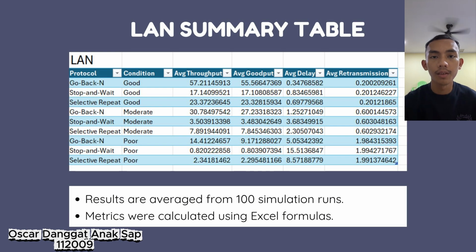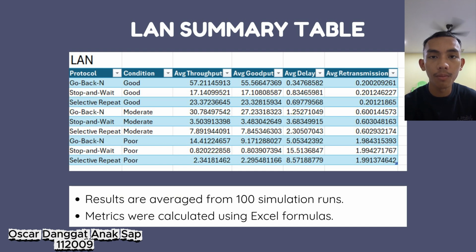This slide shows the results obtained in the mobile 5G environment. Compared to the LAN network, all protocols experience lower throughput and higher delays because wireless networks are more affected by signal variation and packet loss. Again, go back N achieved the best overall performance, especially under good and moderate conditions.